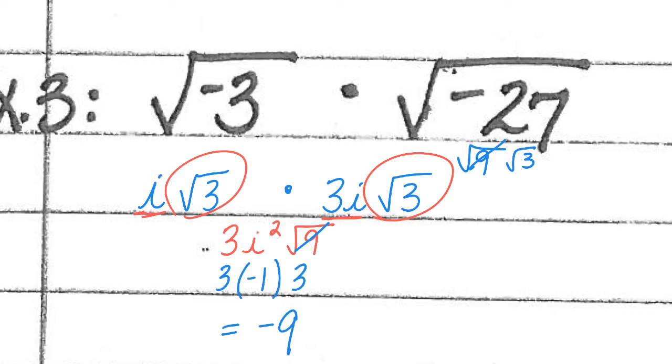So remember, if you did not pull out your i's first, you would have gotten a +9 because you would have multiplied the negative times the negative. So make sure you pull out your i's first. Now, I want to continue to talk about this i squared right here. Sorry, I think I just erased that i squared.